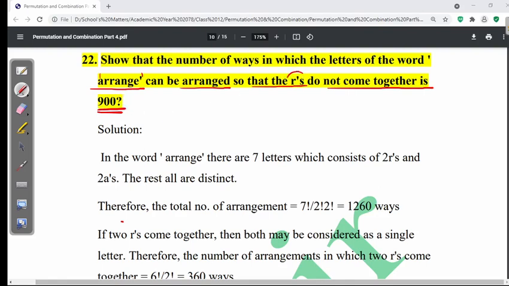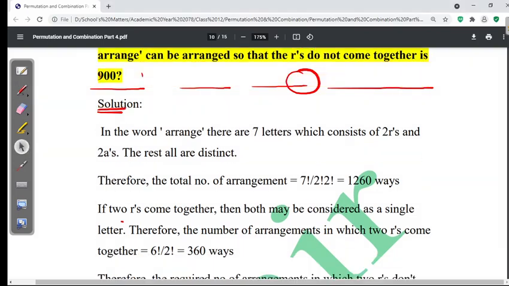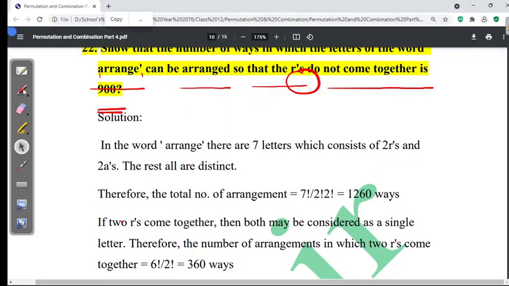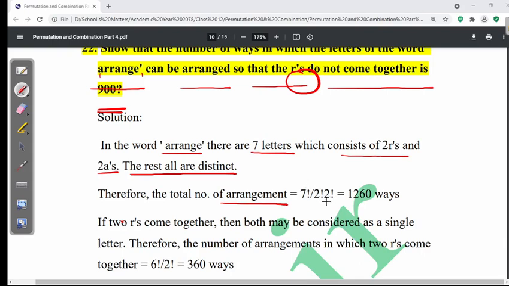But the condition is R's do not come together. Okay. Now let's see what is here. R's do not come together. So first of all, dear students, in the word ARRANGE, there are 7 letters, 1, 2, 3, 4, 5, 6, 7, which consist of 2 R's and 2 A's. Repetition: 2 R's and 2 A's. All the rest are distinct. Therefore, the total number of arrangements is 7 factorial by 2 factorial, 2 factorial, that is 1260 ways. No doubt it is okay.